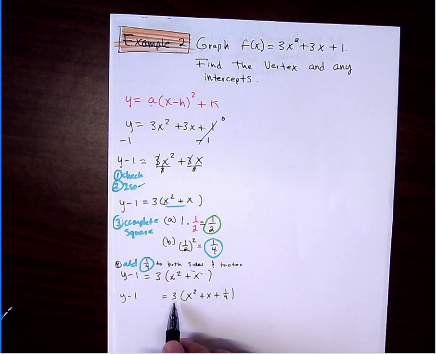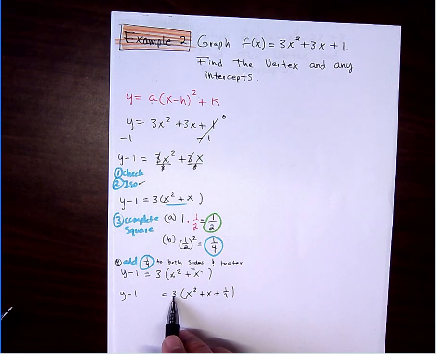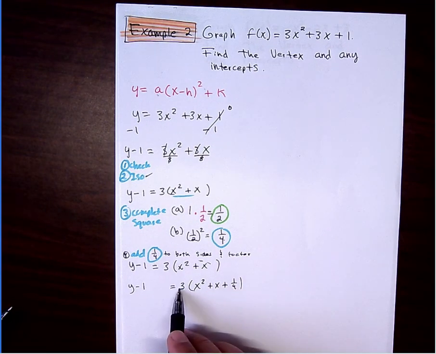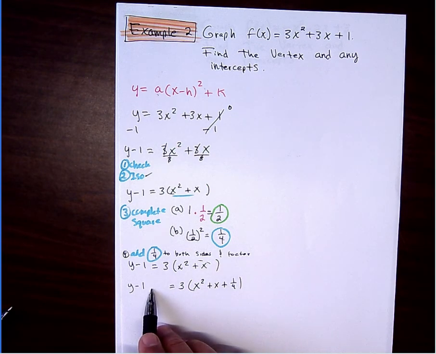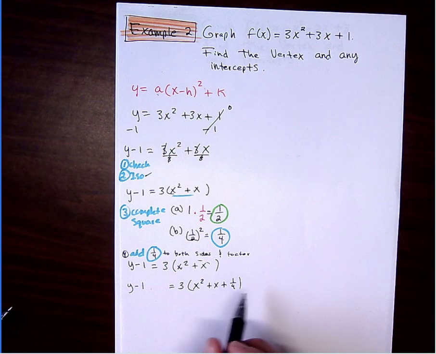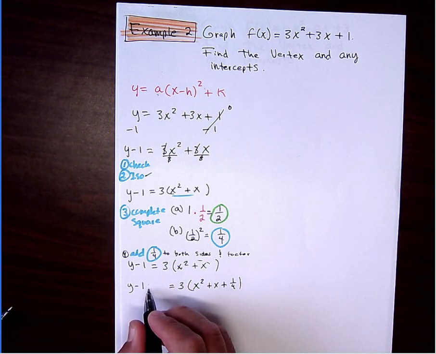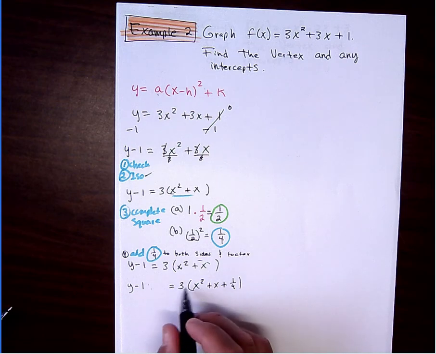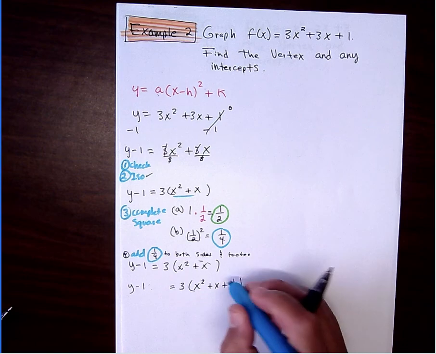But in reality, we have a 3 here. We have a 3. So we're actually adding 3 times that to this side. You want to keep the balance, because this is inside the parentheses. If we just add the 1/4, we're going to be missing that 3 here. So it's very important that you guys notice that.